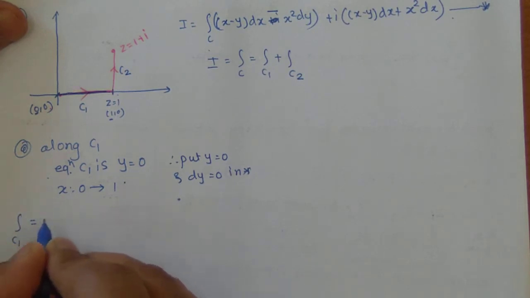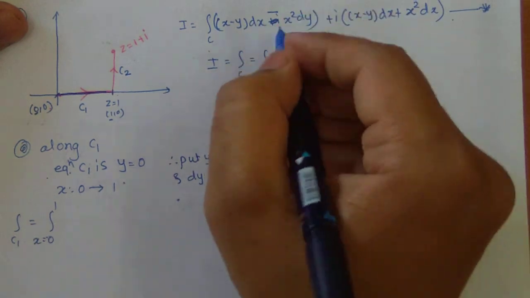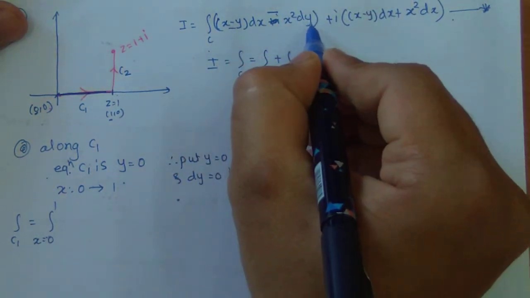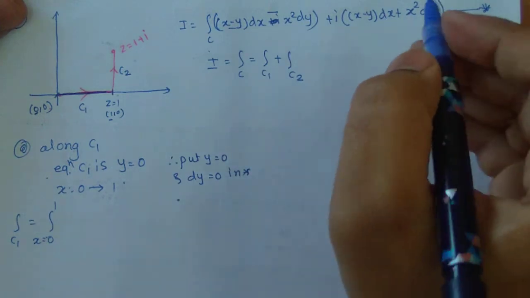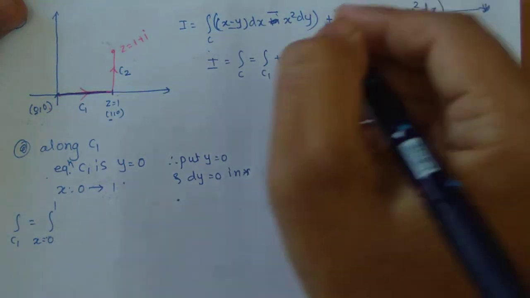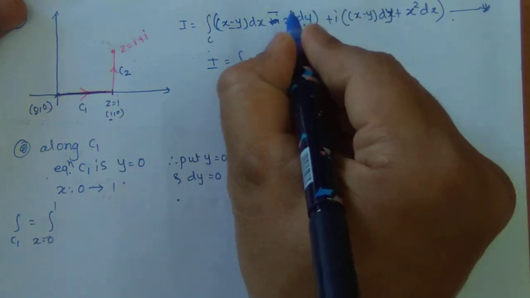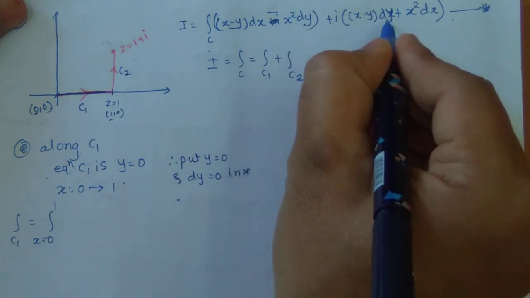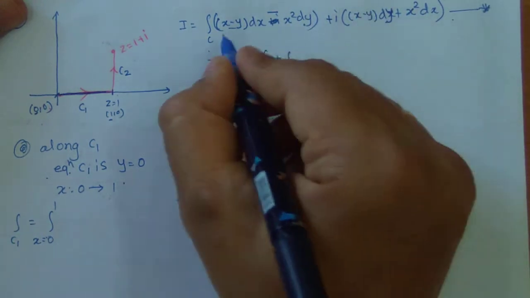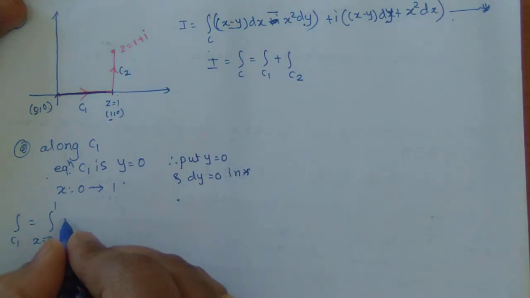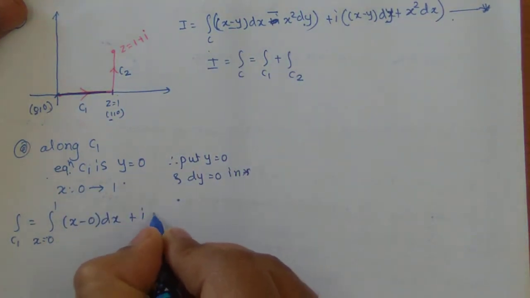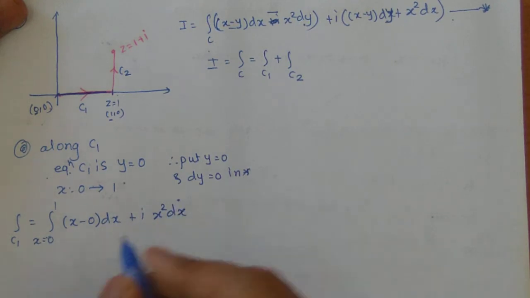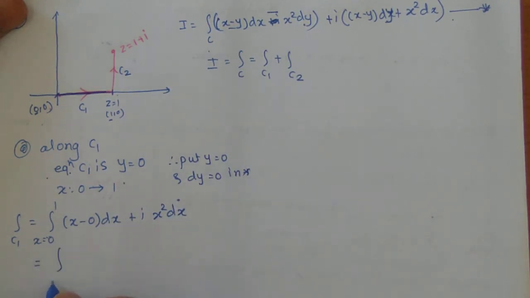Therefore the integral over C1 is equal to the integral for x from 0 to 1. Wherever you have y, you substitute 0, and wherever you have dy, you substitute 0 itself. So dy is 0, so this term is going to be 0. Here also dy is 0, so this is also going to be 0. Only (x minus 0) dx plus i times x square dx will survive. x minus 0 is x.